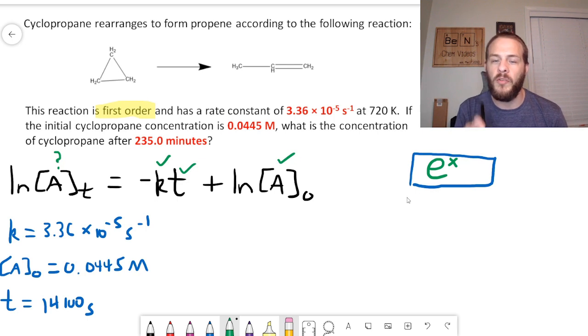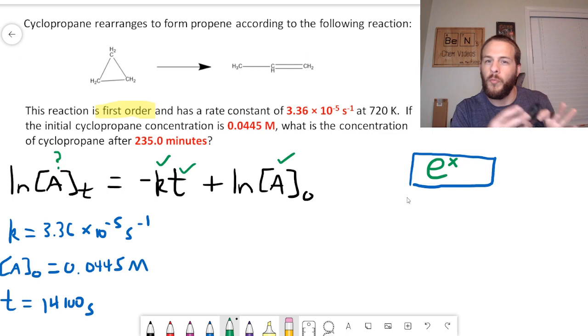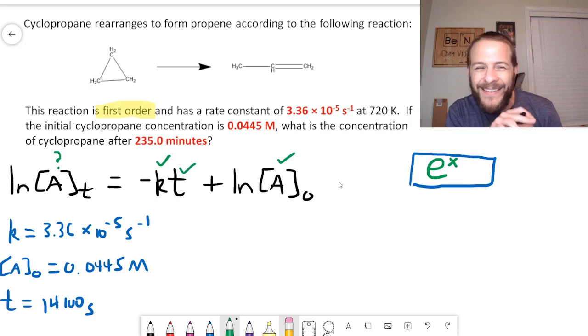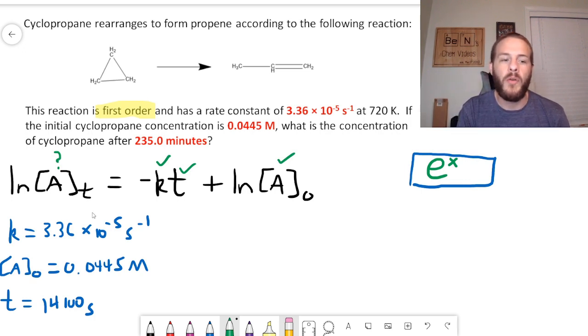So the way that works is you punch that e to the x button in your calculator, and whatever you type in after that entry, it's going to raise e to the power of whatever you type in. So in other words, we need to raise e to the power of both sides of this equation to get this natural log, or to get this concentration of A at time t all by itself.